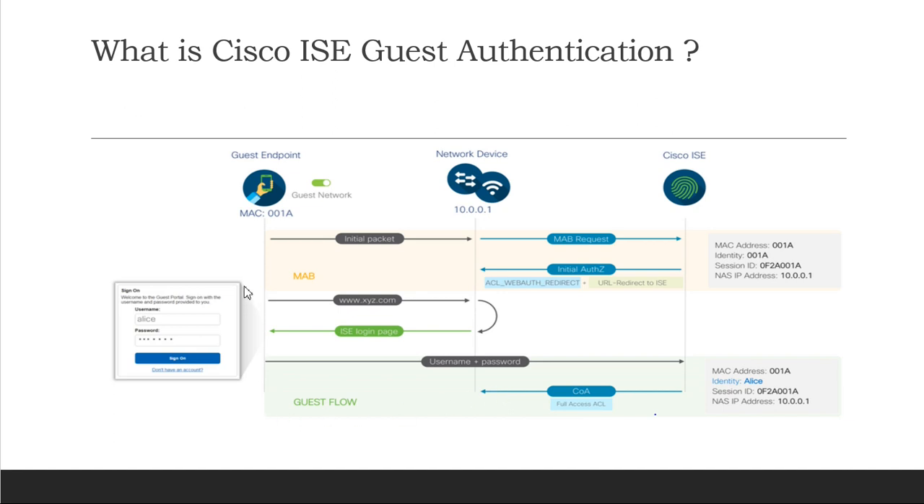So this completes your guest flow: initially the user will have some privileges, and after he successfully registers on the guest portal, a change of authorization packet will be initiated from ISE, and that will elevate the user privileges as we have configured internally.